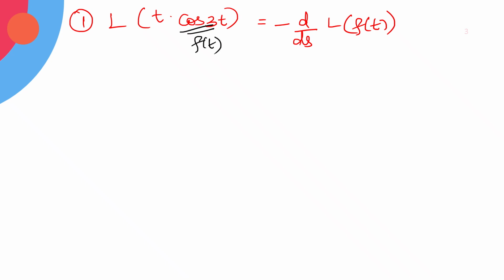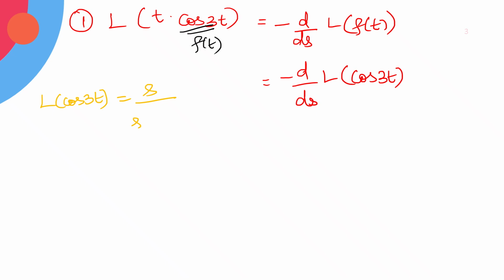So we'll be having, this is equal to minus d by ds of L of cos 3t. We know the formula, L of cos 3t is equal to s divided by s square plus 3 square, otherwise s square plus 9. So here we'll be having minus d by ds of s divided by s square plus 9. So we have to differentiate this once with respect to s.